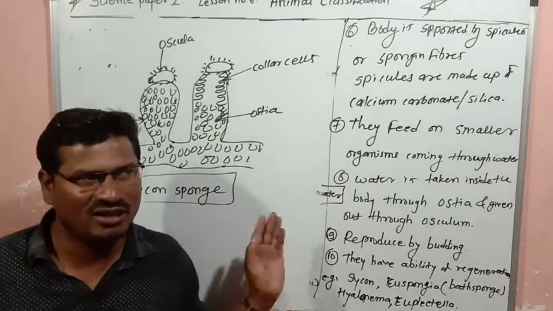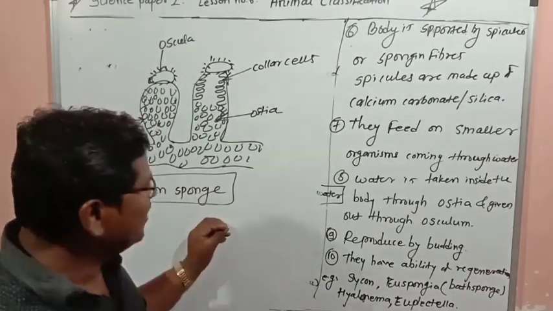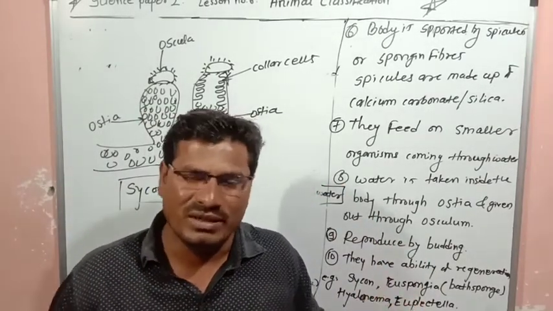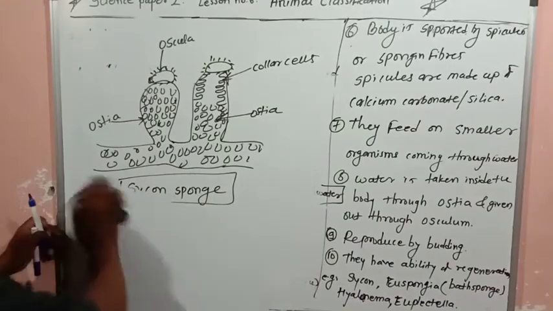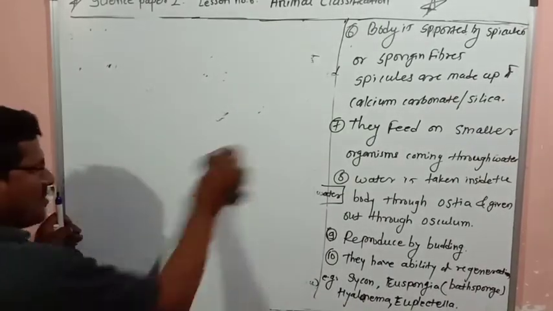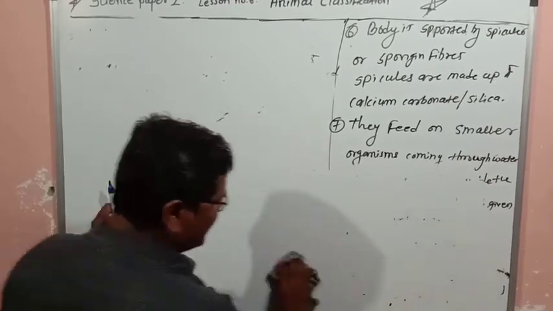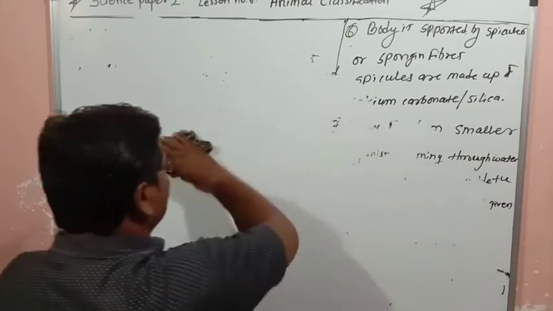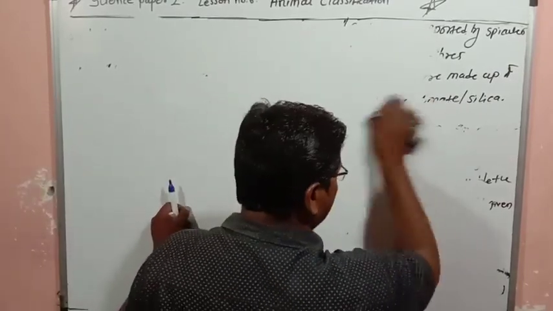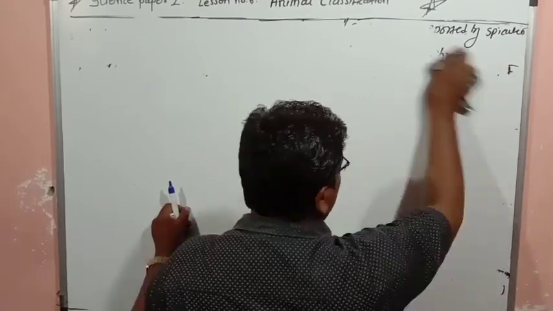And the next phylum we are going to study is phylum Coelenterata or Cnidaria. What are the characteristics of that particular Cnidaria, what are the special characters, and then their examples. That we are going to study in this.